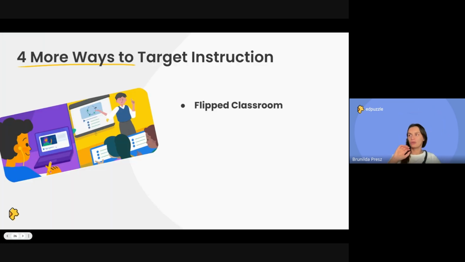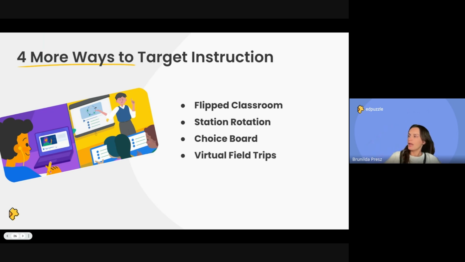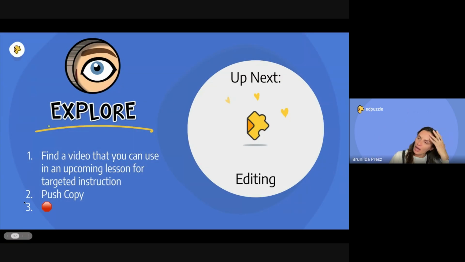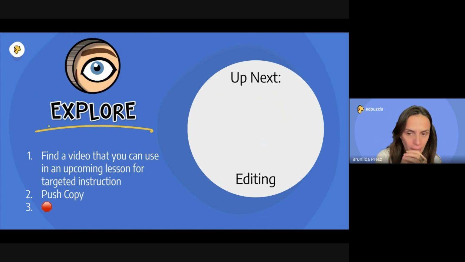Four more ways to target instruction. You can use Edpuzzle in a flipped classroom. You can use Edpuzzle for station rotation, choice board, and virtual field trips. Now go ahead and find a video, and I know it's a little bit different, but go ahead and find a video for the next 5 minutes that you can use for your targeted instruction, and go ahead and copy that video. We have a couple more minutes.